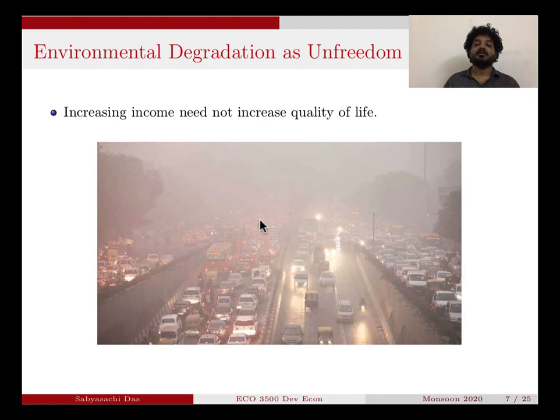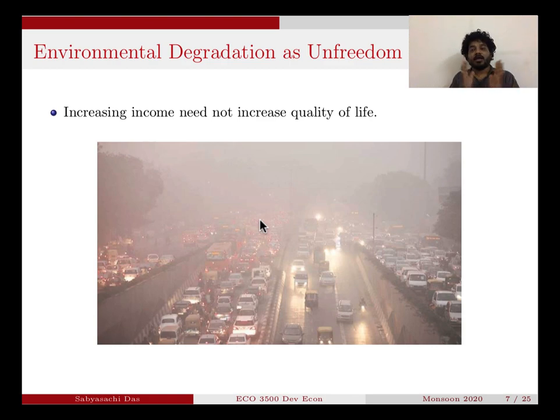So again, you can think of environmental degradation affecting quality of life, which is a kind of unfreedom that economic prosperity cannot automatically overcome. So I have given you a broad description of various kinds of unfreedoms that we see in society that Amartya Sen is saying we should focus on if we are interested in development.